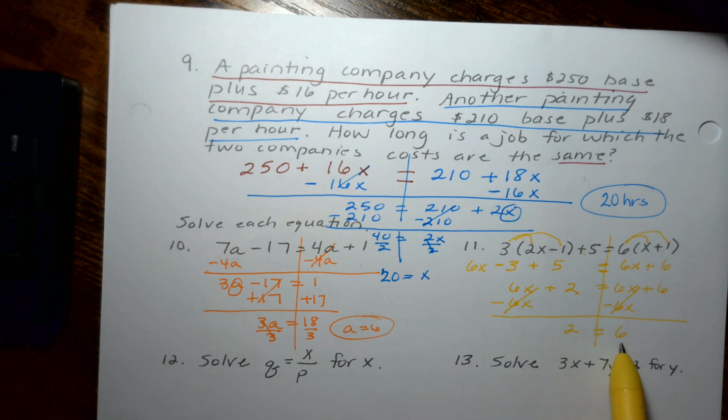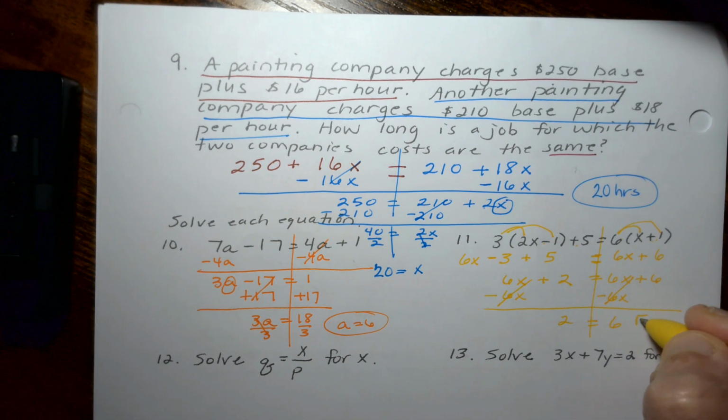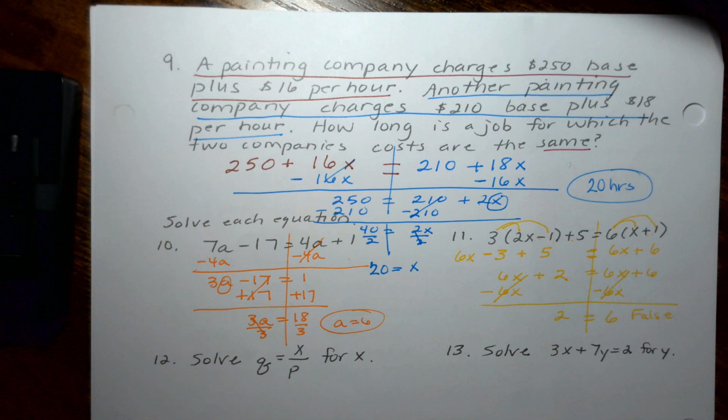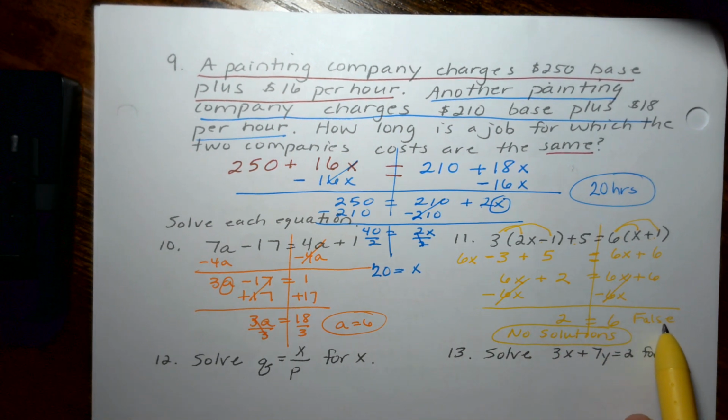Class, is 2 equal to 6? Absolutely not. That is a false statement. So when we get a false statement when we're solving an equation, what do we write for our solution? Because remember, we're looking to solve this for an answer that you can fit in here and it will work. Over here I could fit in a 6 in here and I'm going to get the same number on both sides. What's my number here? And the answer is none. No solutions. That's the answer. False is not an answer, nor is 2 equals 6. The answer is nothing, no solutions.